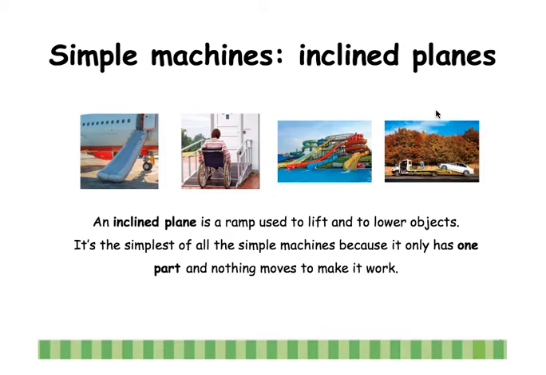Inclined planes. An inclined plane is a ramp used to lift and to lower objects. It is the simplest of all the simple machines because it only has one part and nothing moves to make it work. Some inclined planes include a ramp, an emergency ramp from an airplane, a ramp or an inclined plane to go in and out of this door. Slides are inclined planes. And here underneath the car is an inclined plane or a ramp to get onto the truck.